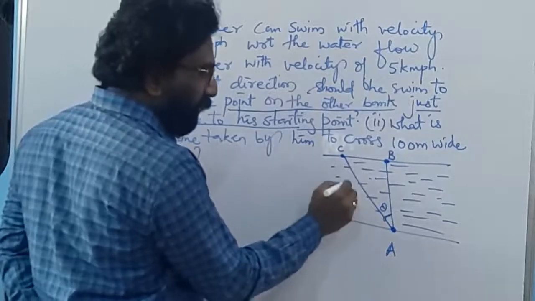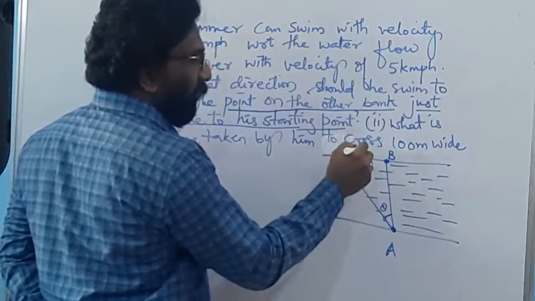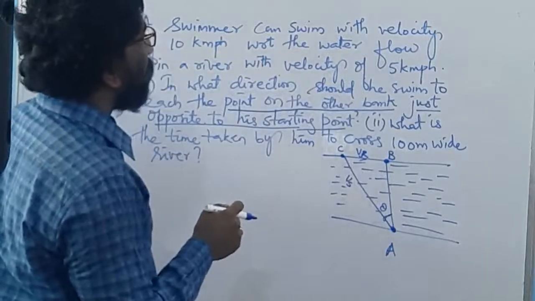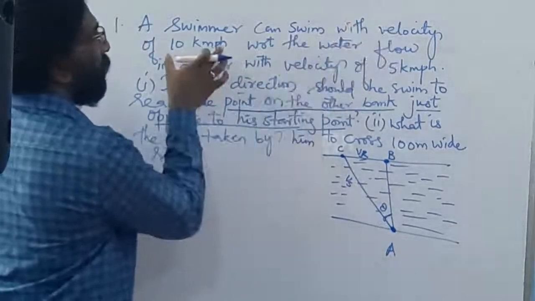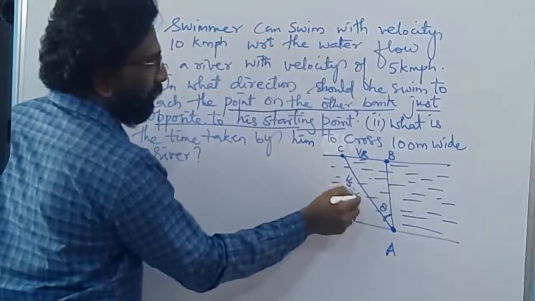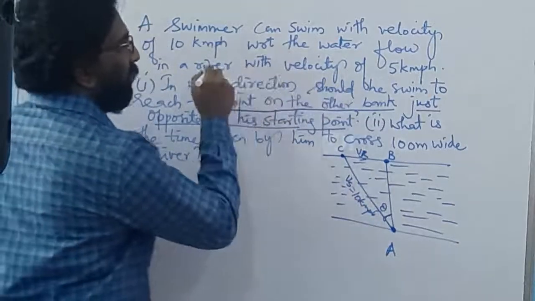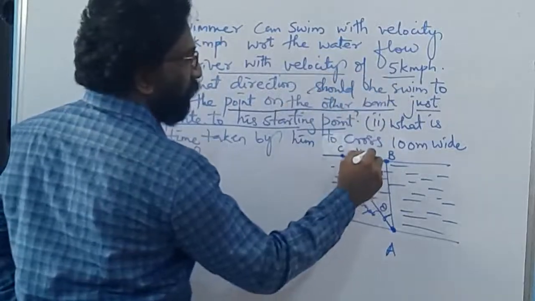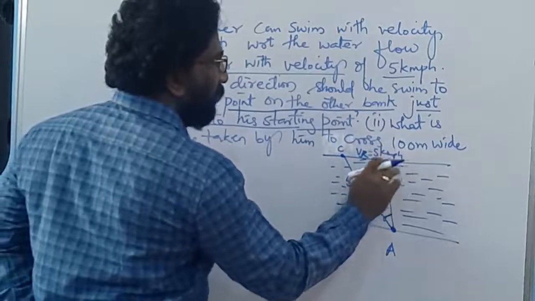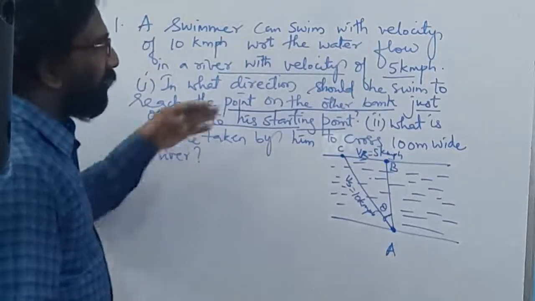So now this becomes your Vs, and this is your VR, that is the velocity of the river. This is the velocity of the swimmer. And see now, some data has been given to us. The swimmer can swim with a velocity of 10 km per hour, and the river is flowing with a velocity of 5 km per hour. So this is equal to 5 km per hour, and this is my point B where I need to reach. So see now, first I need to calculate the direction.